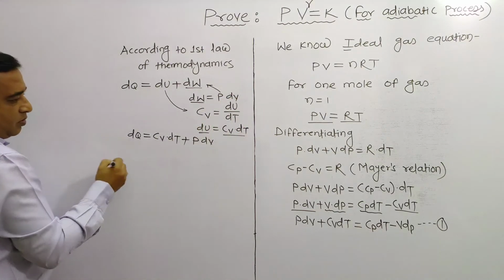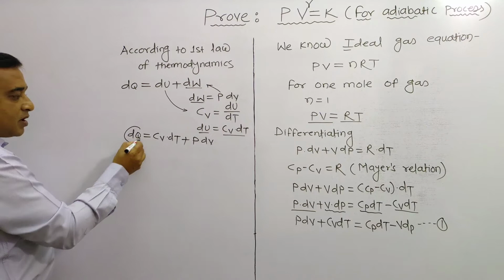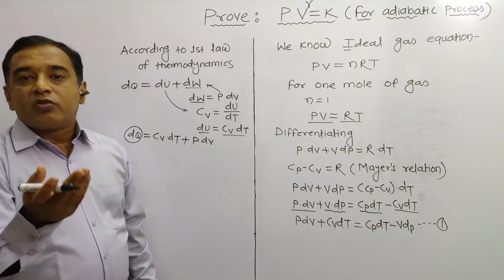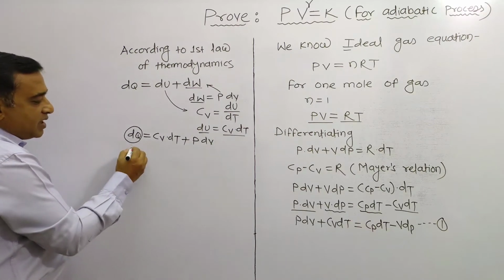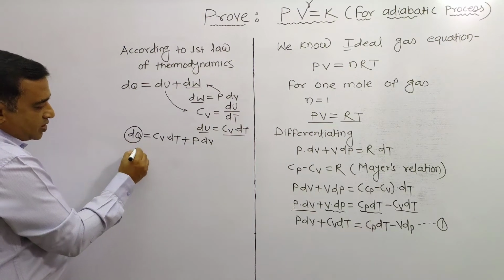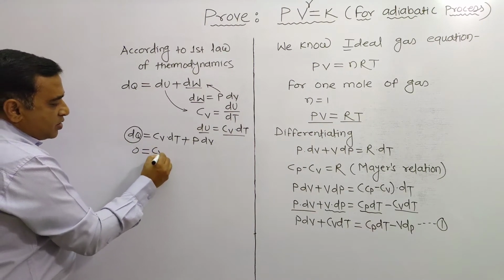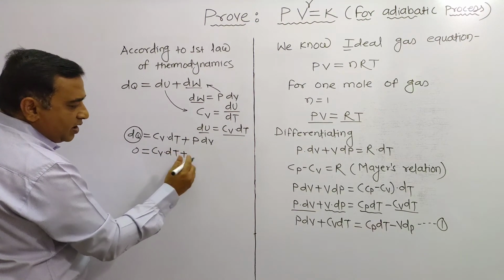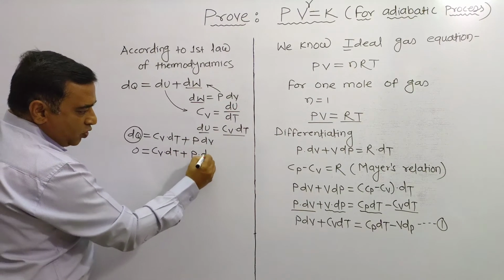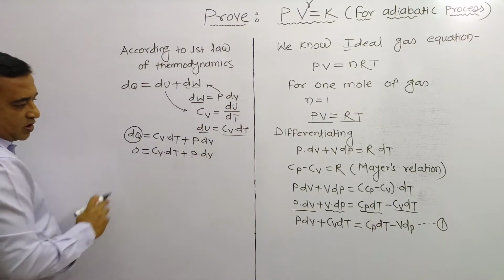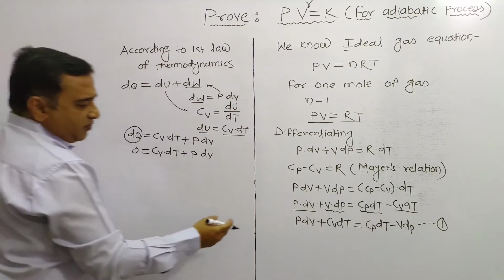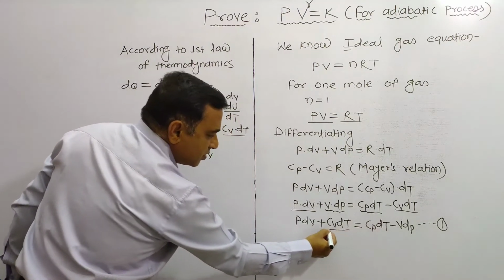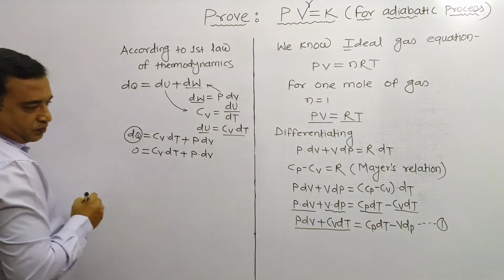So this is the equation, but during the adiabatic process, there is no exchange of heat between the surrounding and the system. So dQ is equal to 0. So the equation becomes Cv dT plus P dV is equal to 0. In this equation, this term is equal to 0.